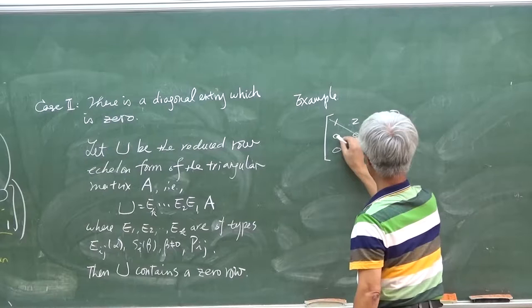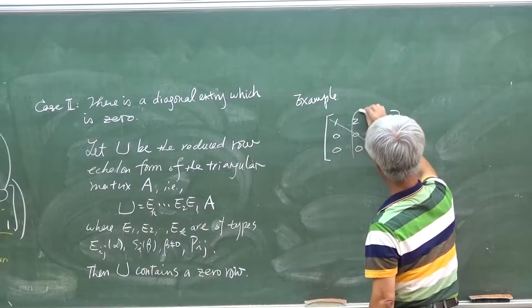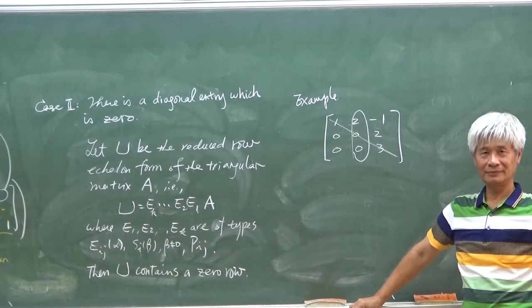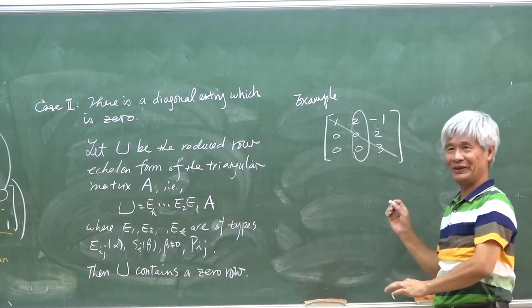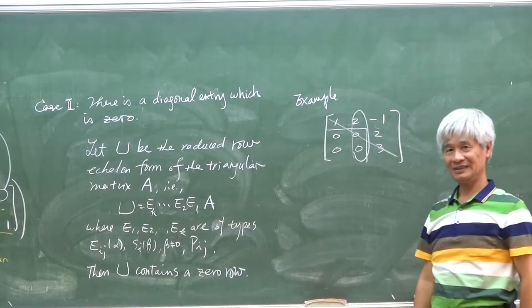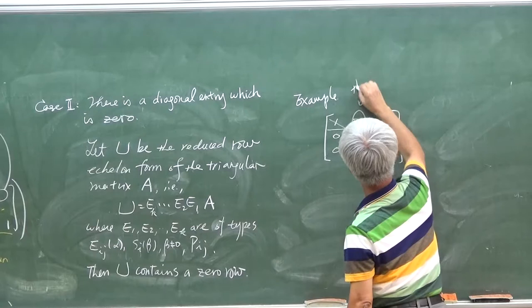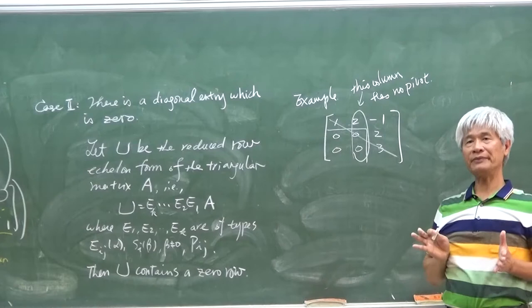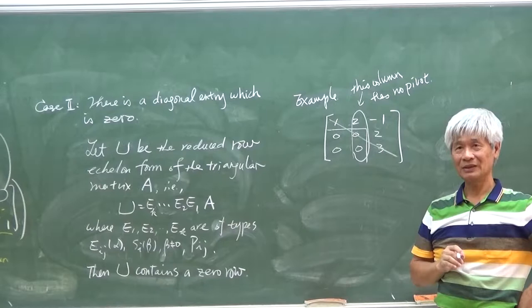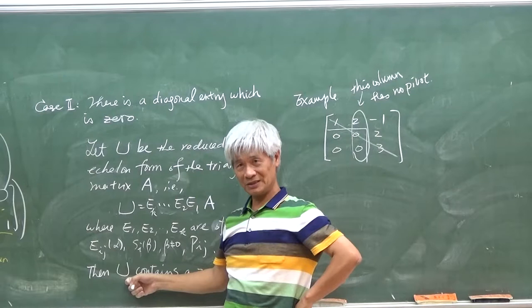and at this time, we will say that this column has no pivot, right? This kind of no pivot, because here there are no non-zero entries down to here. So this column has no pivot, right? So the number of pivots is less than n. Is that right? When the number of pivots is less than n, U is the reduced row echelon form.